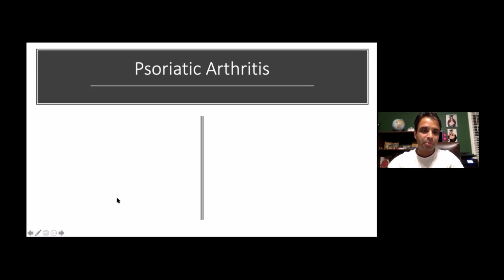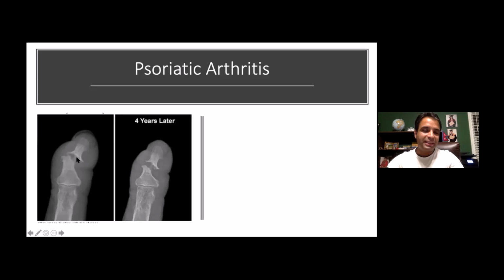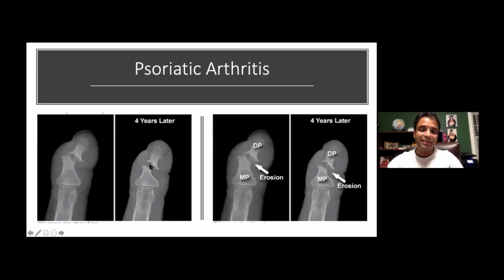Now I'll show you some pictures. This is a DIP joint that shows a significant joint erosion, and sometimes we call this the pencil in the cup. That's typical, you will see it in your exam, this type of X-ray, which indicates psoriatic arthritis.